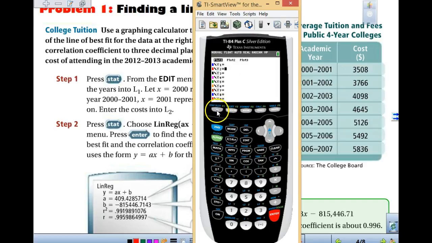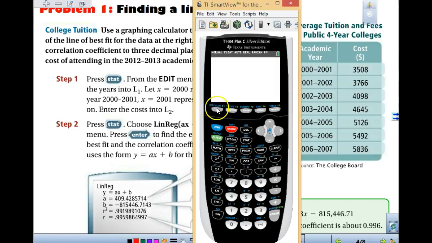Next, I want you to get everyone together, so go back to the home screen. How do you get to the home screen? Second, quit or mode. Everyone should be on a blank screen. We are now going to look at a couple different things.